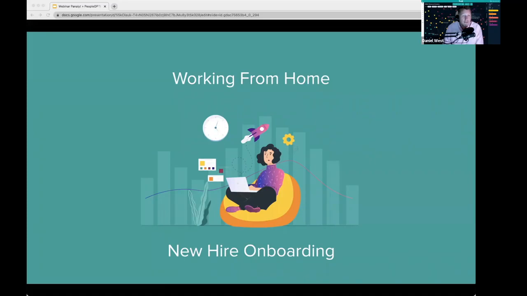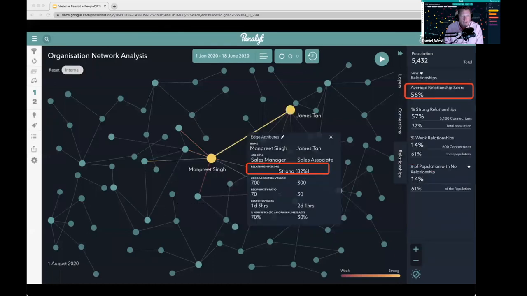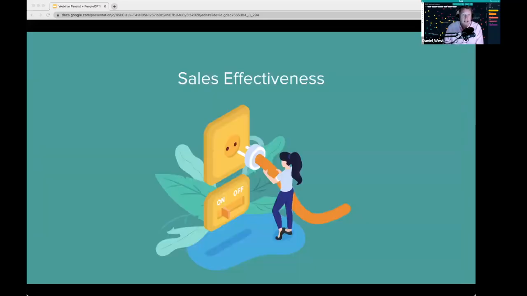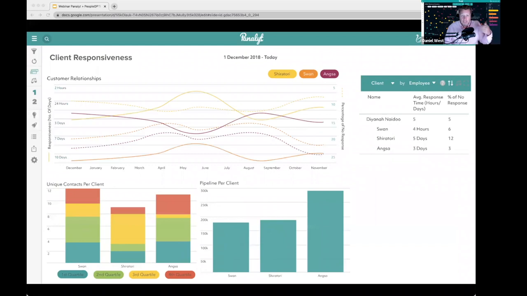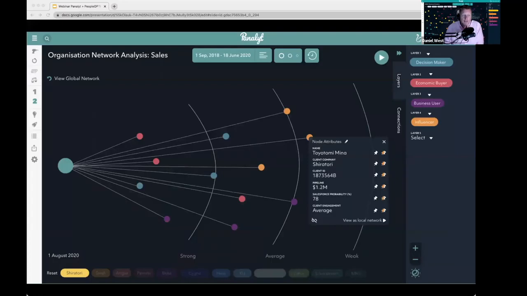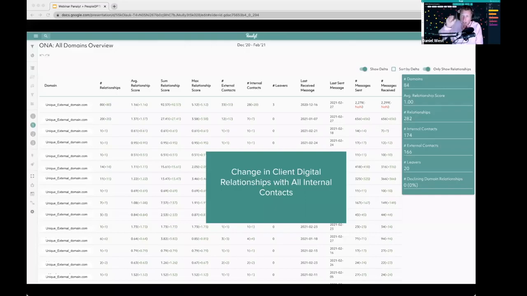Absolutely. I'll just zoom through these slides so people can see what's available. There are some slides here that talk about how you can understand new hire employees and their engagement with their teams. And there are a number of slides here about sales effectiveness, how you can use this relationship data to understand the relationship between your clients and your salespeople over time through this electronic data, and particularly how you can understand how individuals on your client side are connecting with individuals on your internal teams.